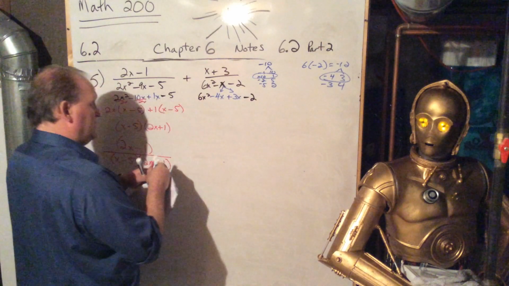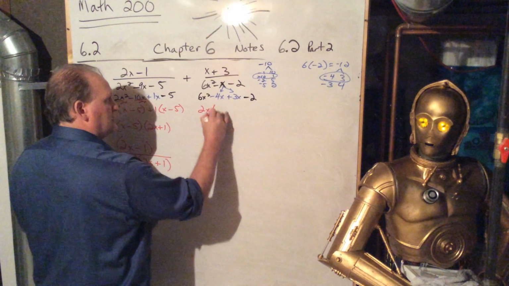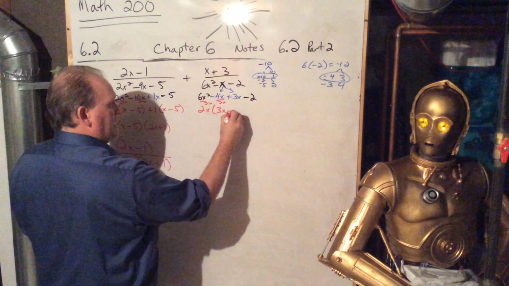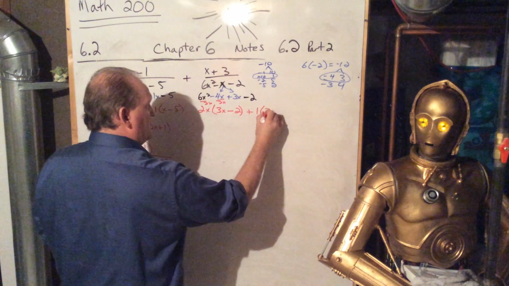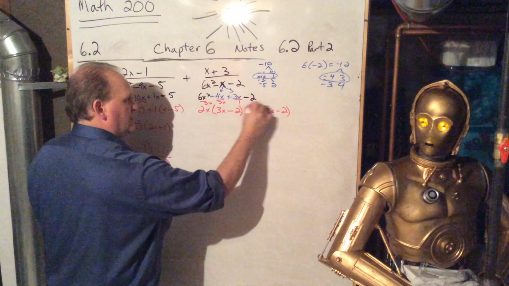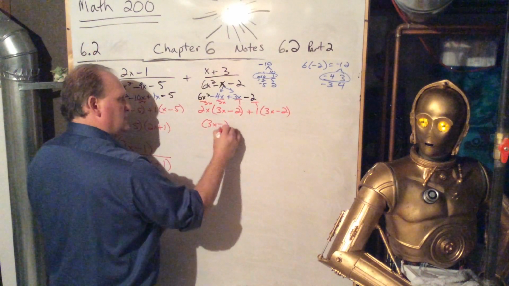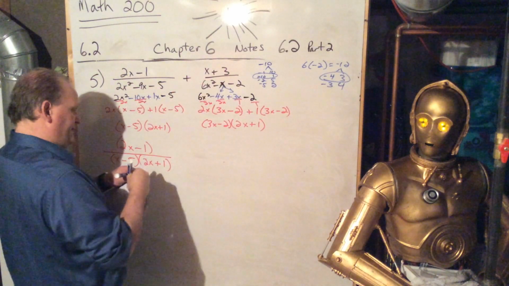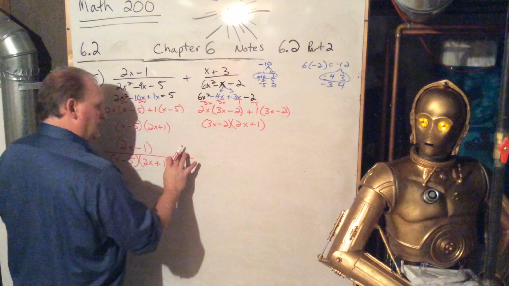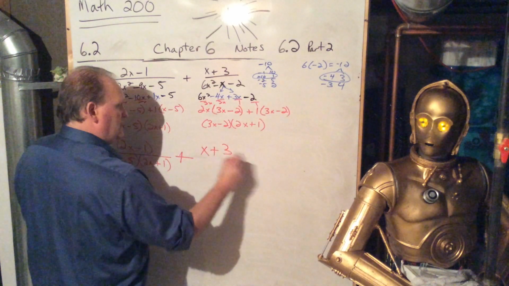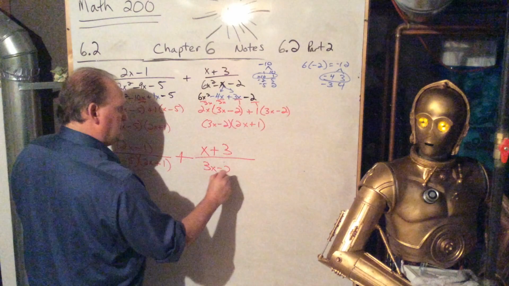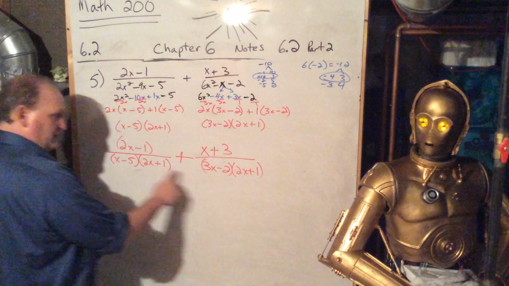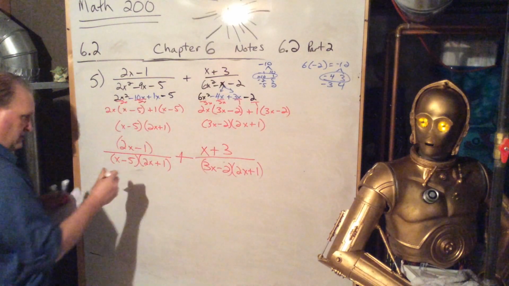The other one, we got to do the same way. We'll pull out a 2x, and we get 3x minus 2. We pull out a 1, and we get 3x minus 2. And so it's 3x minus 2 times 2x plus 1. So we have this one as plus x plus 3 over 3x minus 2, x plus 1. All right, so we have a 2x plus 1 in common, and then those are leftovers.